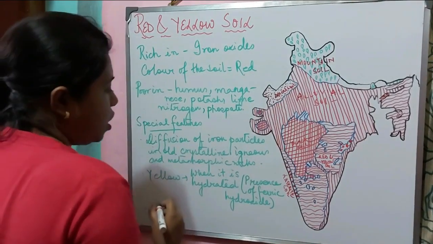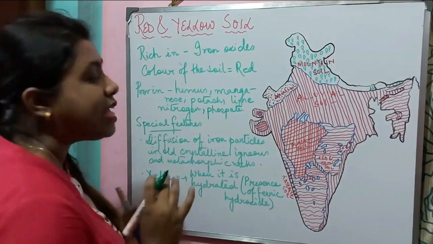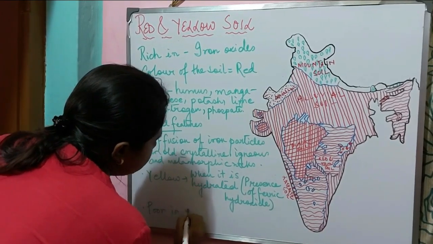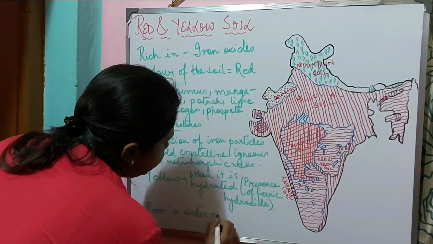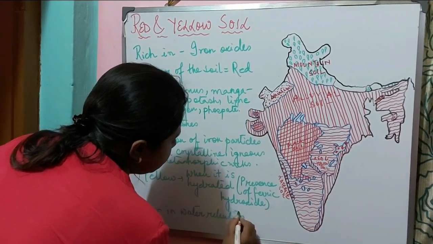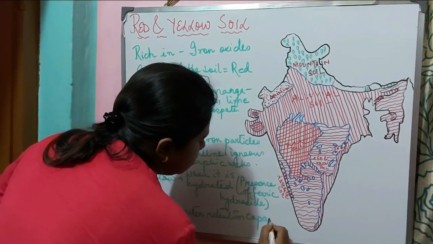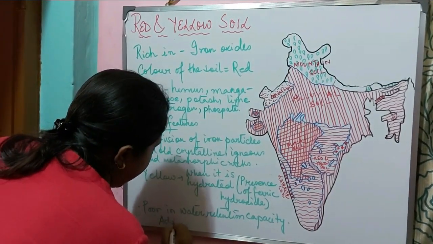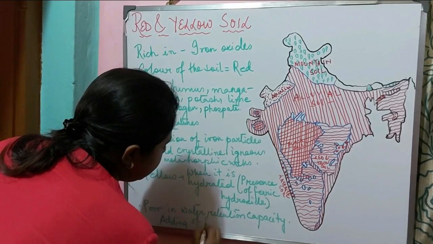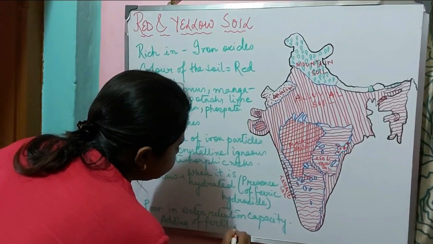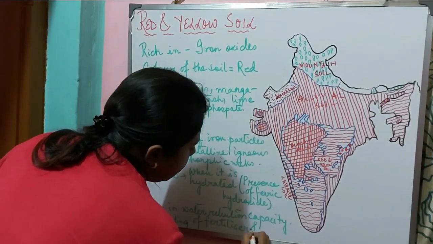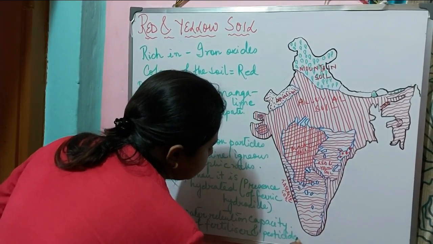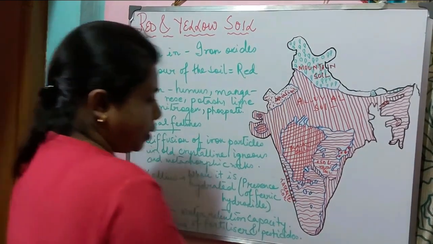This soil does not have water retention capacity. So we can say poor in water retention capacity. Then how can we utilize it? With adding of fertilizers and pesticides. Let us see some other points.